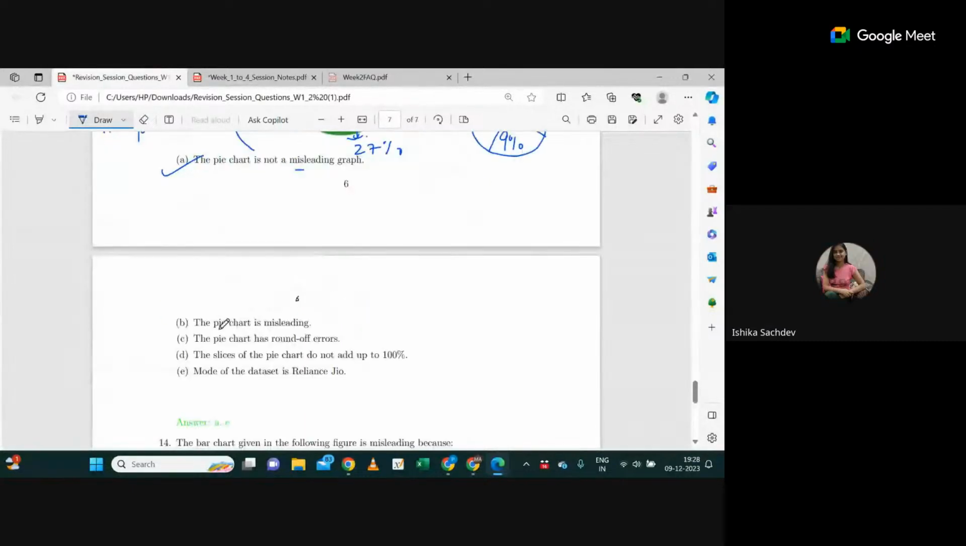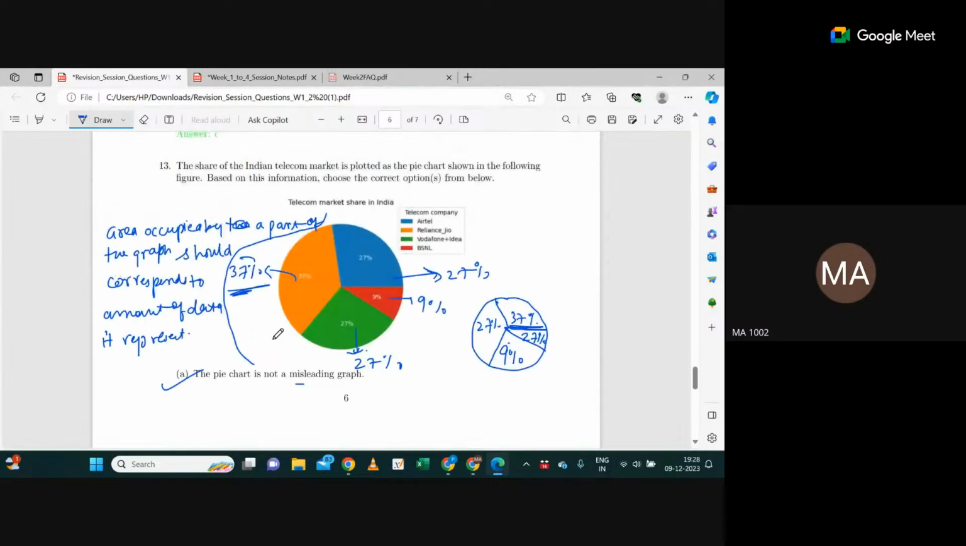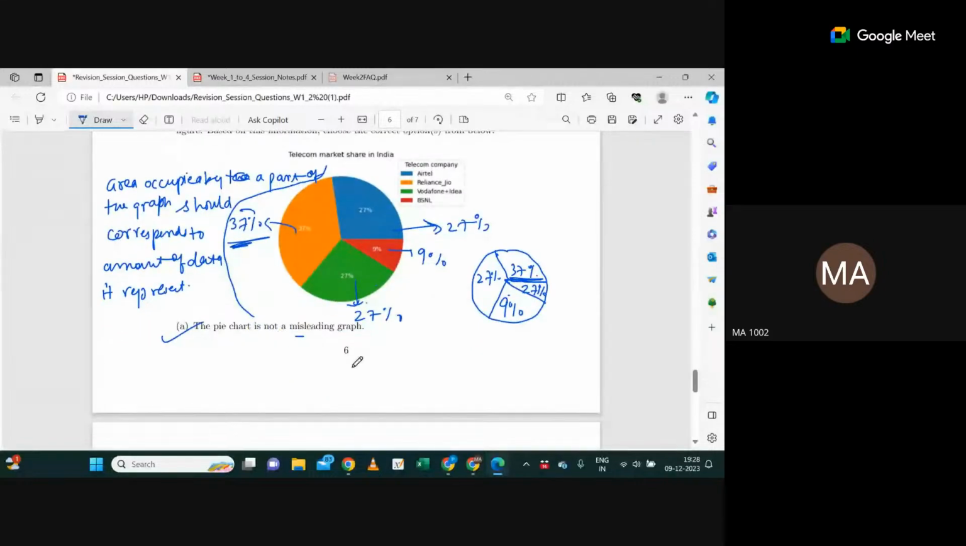Come to the second part. This is incorrect because it contradicts the first. Next, the pie chart has round off errors. Round off errors means the sum of all the slices should be equal to 100%. Now if you add 37, 27, 9, 27, it comes out to be 100%, right?